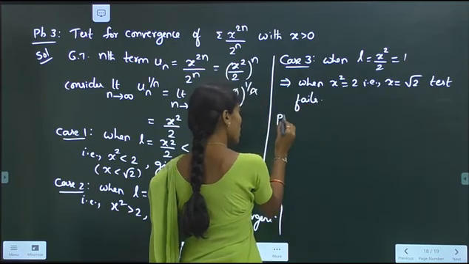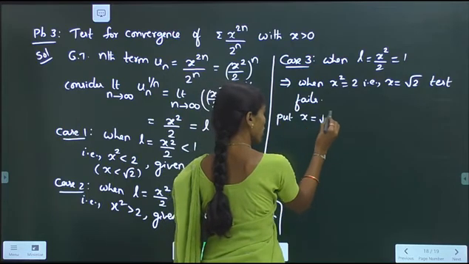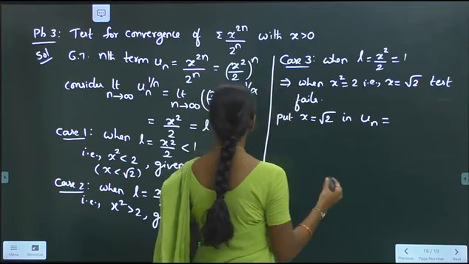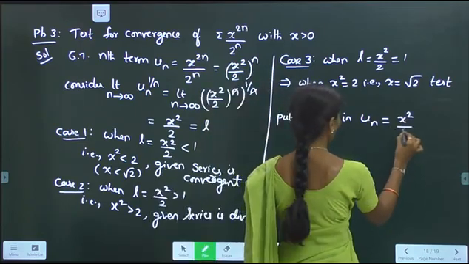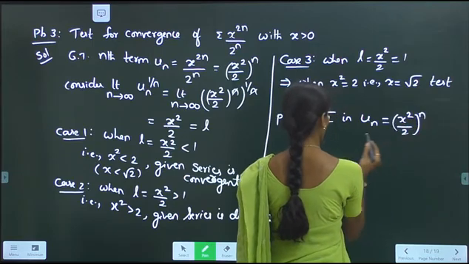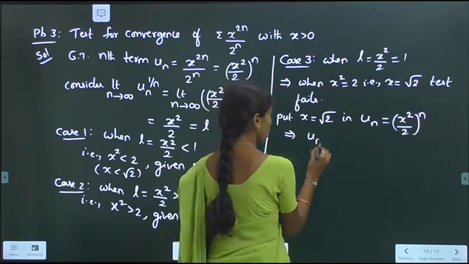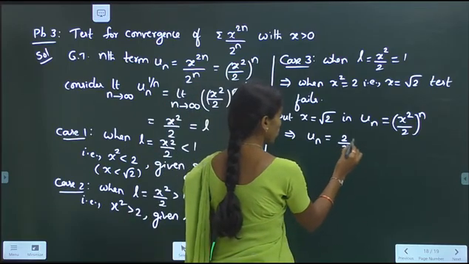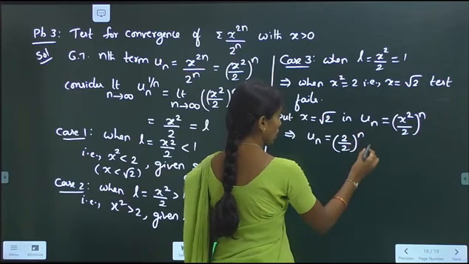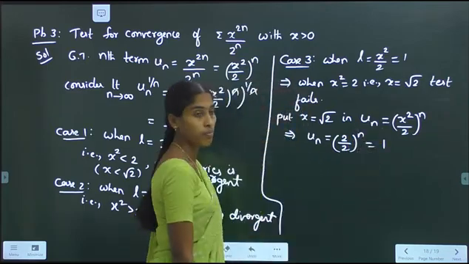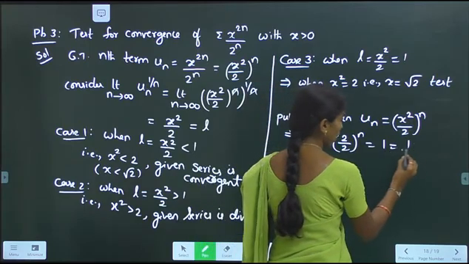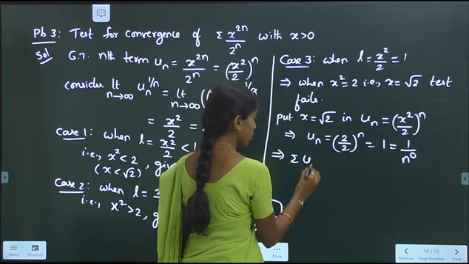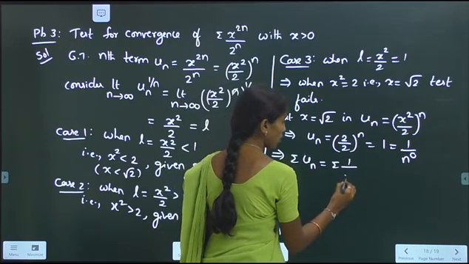So whenever the test fails, we have to substitute the corresponding x value in un value. What is un here? X square by 2 whole power n. So it becomes, x square is equal to 2, so 2 by 2 whole power n. It is nothing but 1, right? So 1 can be written as 1 by n to the power 0. Implies sigma un is equal to sigma 1 by n to the power 0.